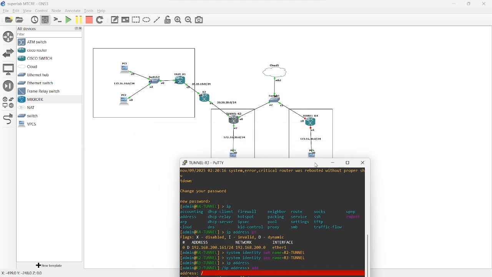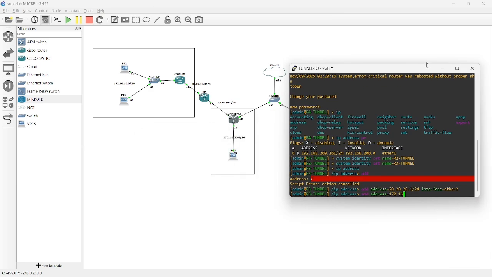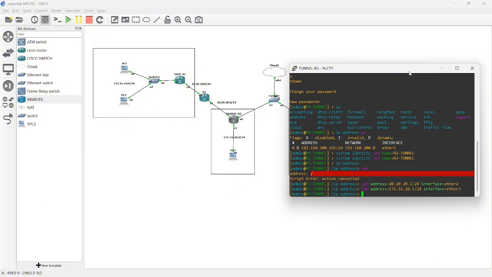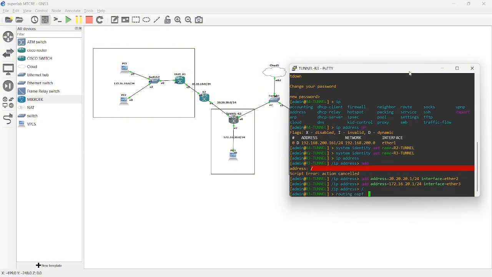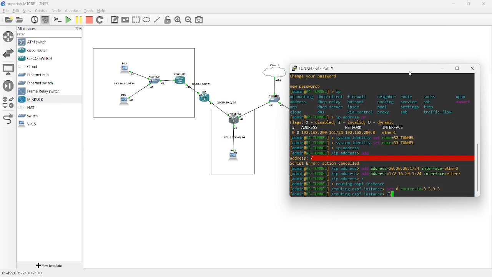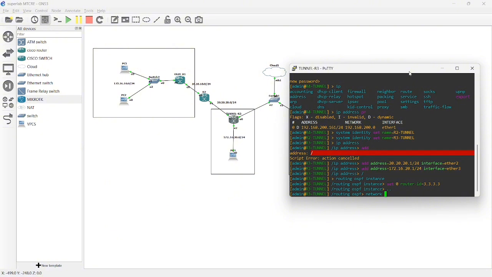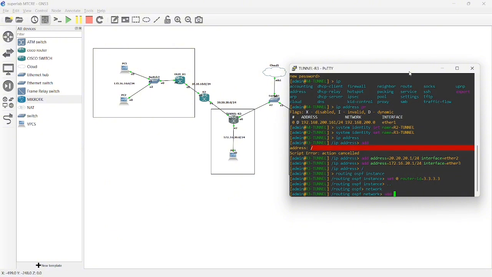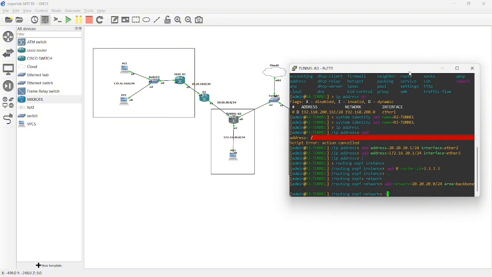Okay, basic configuration, add the address for the aggregator. I use ether 20 and the IP 172 and every PC IP, and in the instance set router ID 3.3.3.3 and the network for every network is 20.20.20 and the 172, and the area is backbone.